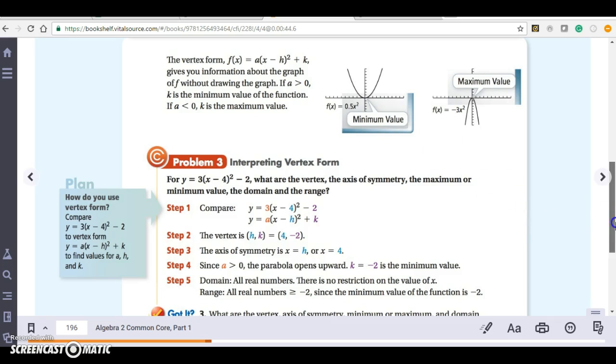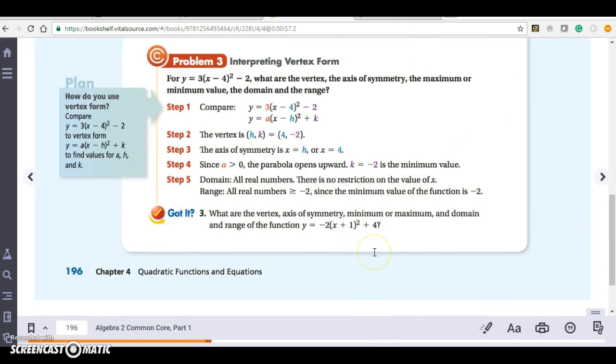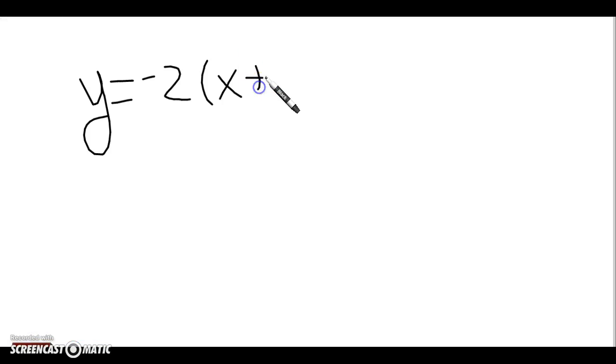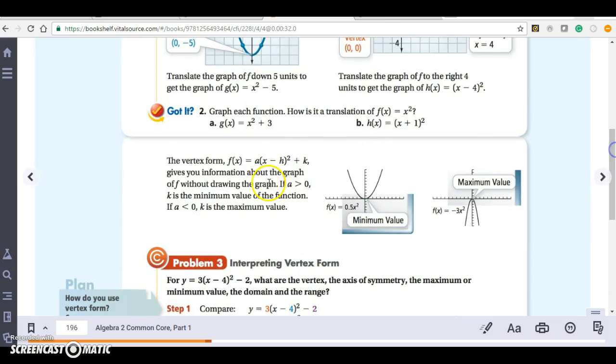And I think that is it. So let's take a look at the next one. It says, what is the vertex, axis of symmetry, minimum or maximum, and the domain and range of the function? So first of all, let's write it out. We have y equals negative 2 times x plus 1 squared plus 4. And to remind ourselves, let's write down the vertex form: f of x equals a times x minus h squared plus k.